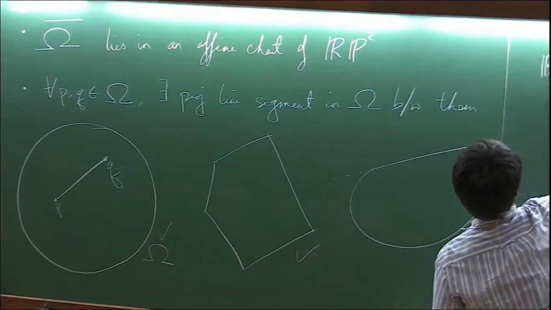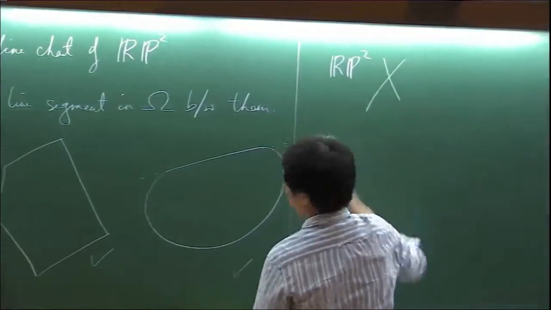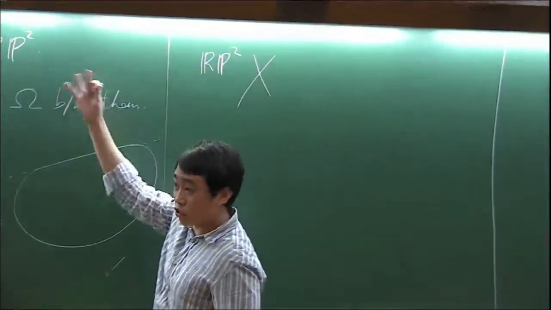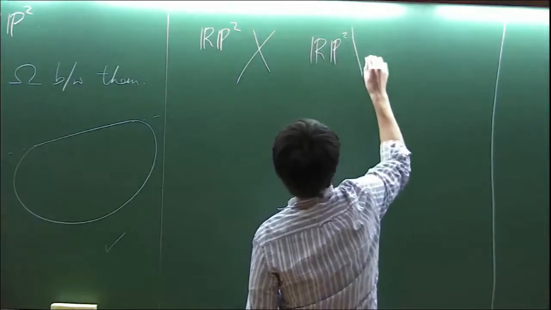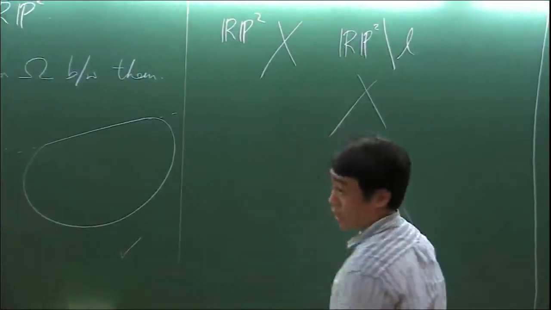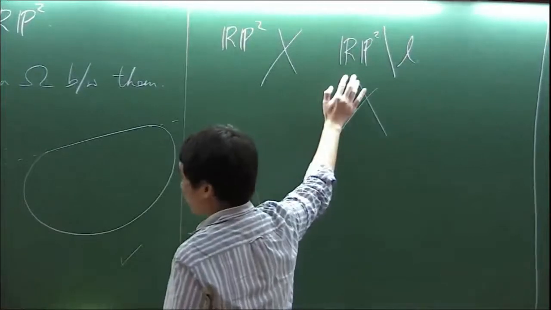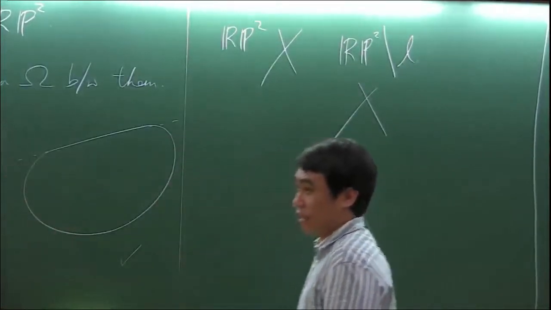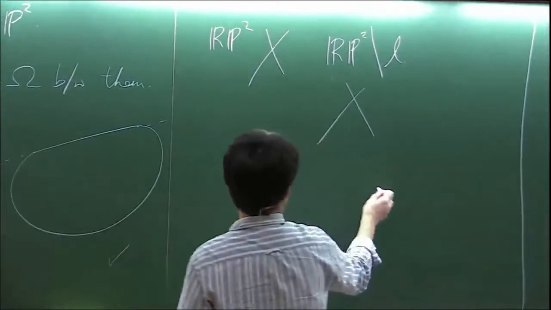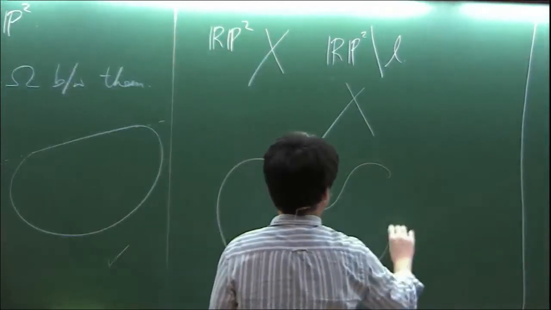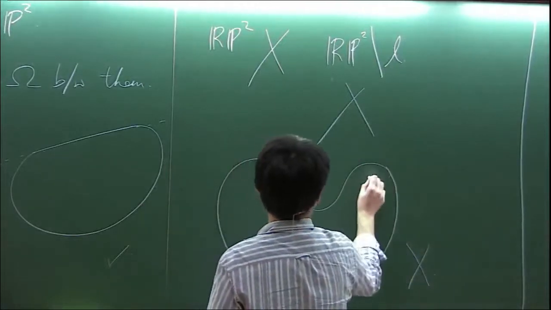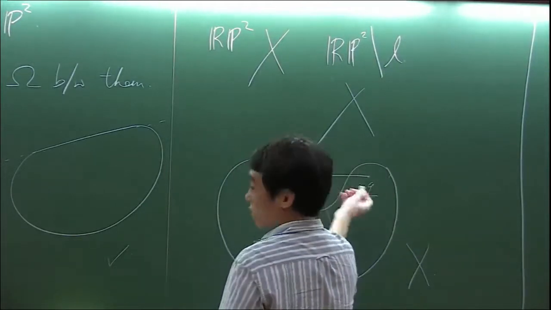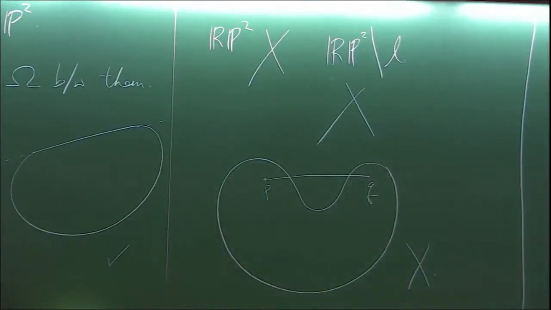So all of RP2, that's not okay because it doesn't satisfy the first condition. Or if you take RP2 with a projective line removed, that's also not okay, because if you take the closure of this, this is all of RP2, so it doesn't lie in an affine chart. And to violate convexity, you have something like this. This is also not okay, because if you take a point P here and a point Q here, there is no projective line segment that lies inside of this domain. So these are properly convex domains.